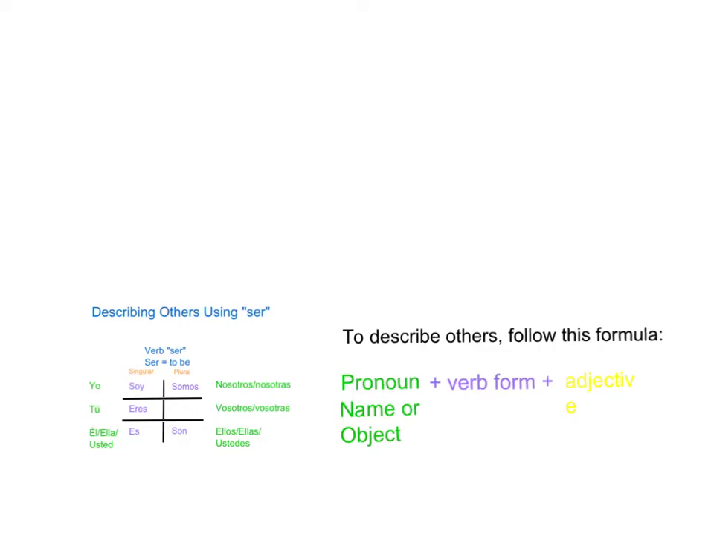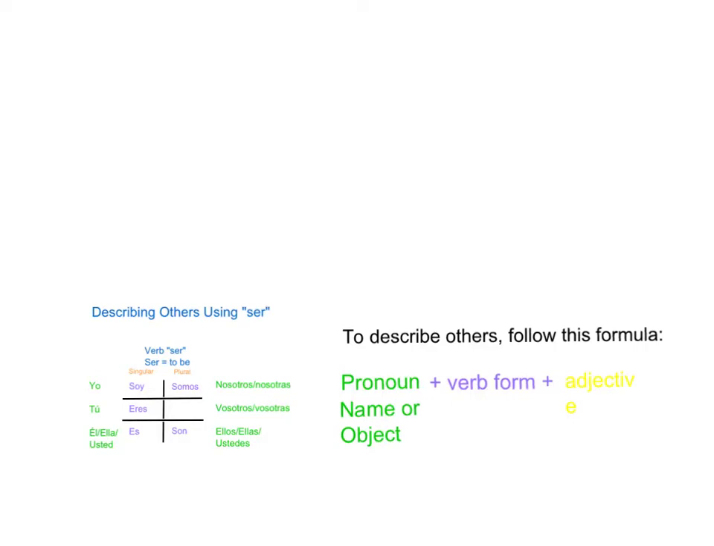So let's recap a little bit. We have our verb ser, meaning to be. We can break it down. I am, yo soy. You are, tú eres. He or she is, él, ella es. You are formal, usted es. We are, nosotros, nosotras somos. And they are, ellos, ellas son. Or you all are, formal, ustedes son.